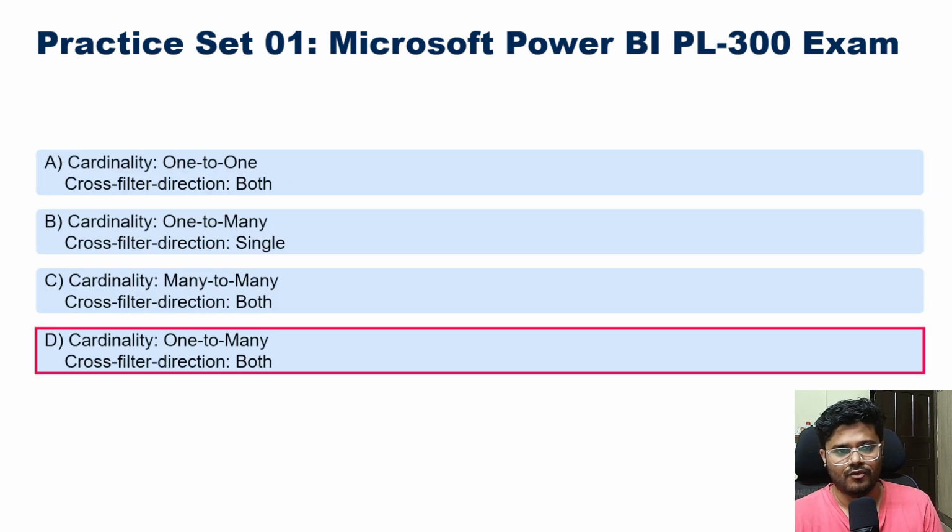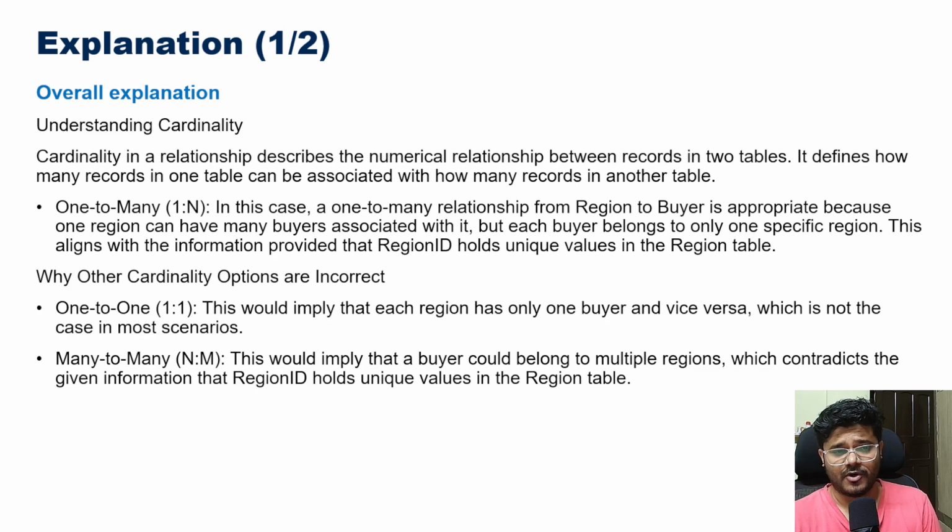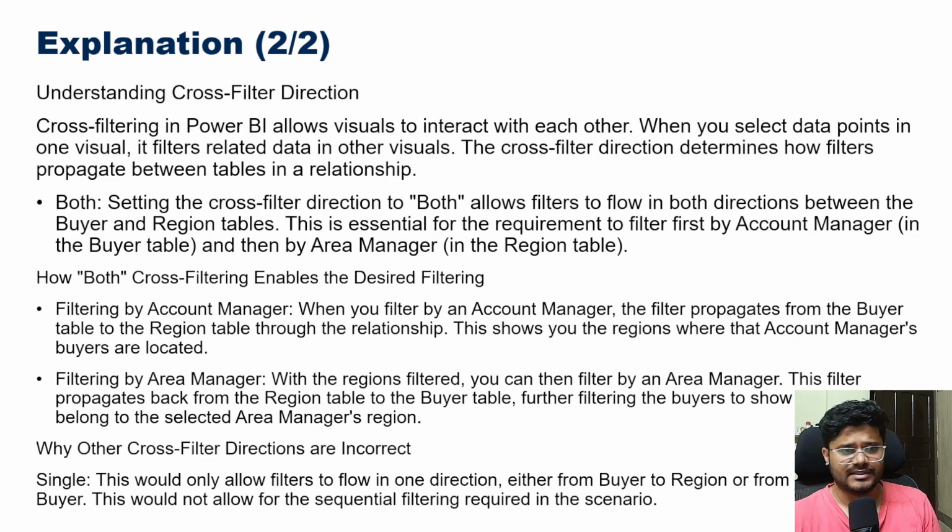Let's look at the overall explanation. So basically it talks about what is a cardinality, as it describes the numerical relationship between records in two tables. It defines how many records in one table can be associated with how many records in another table. So there are three types of cardinality: one to many, one to one, many to many, many to one. Four types. But yeah, generally we use one to many. If we want to cross filter between two tables and use IDs across tables, so hence one to many is used. The second slide covers why other options are incorrect, and also what does cross filtering mean.